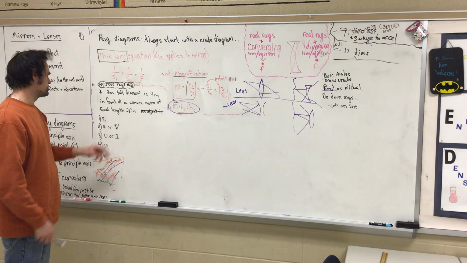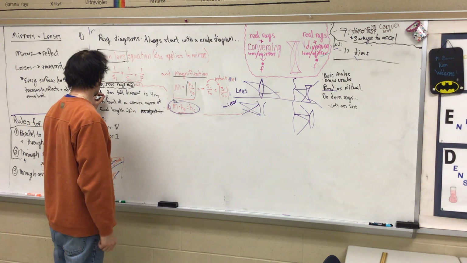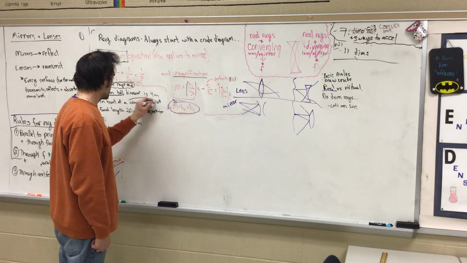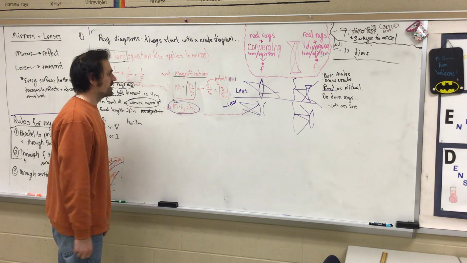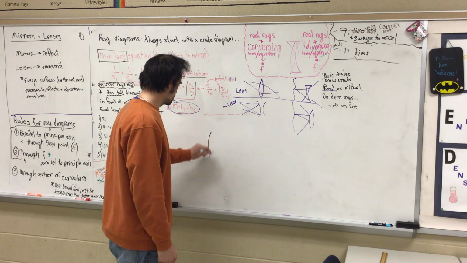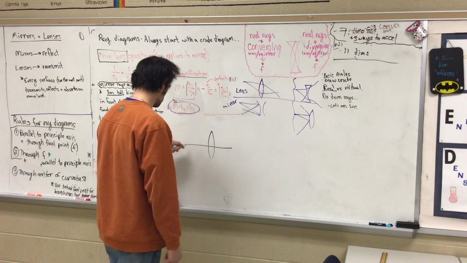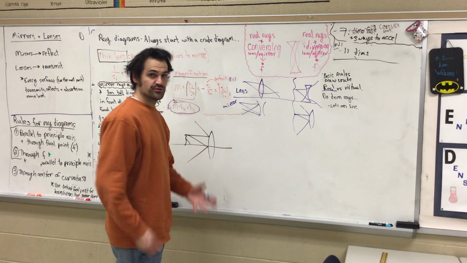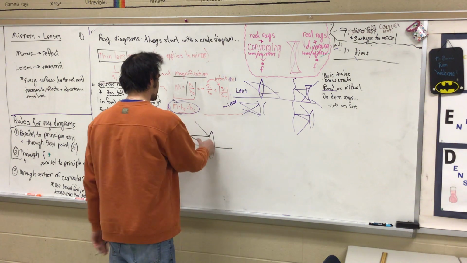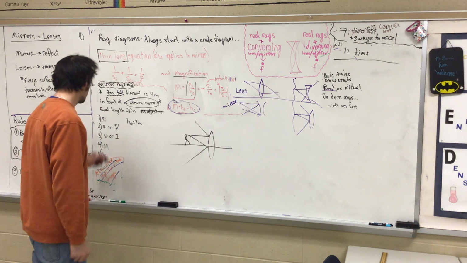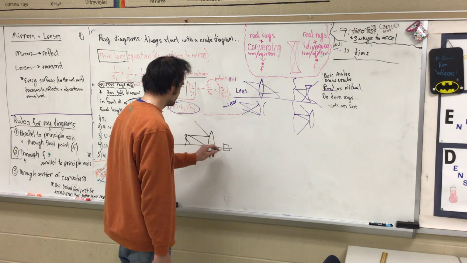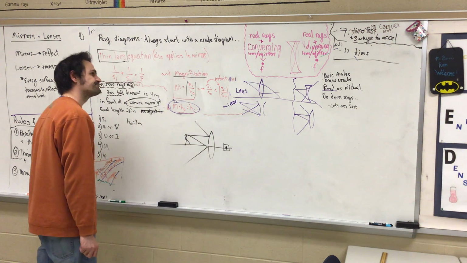Let's go through our information. 3 meters tall, so the object height is 3 meters. We know it's a convex mirror. So our crude drawing, rays are going to scatter. If it's scattering, that's already telling us we're going to have to use that backwards focal point, right? So that's important to know right off the bat.